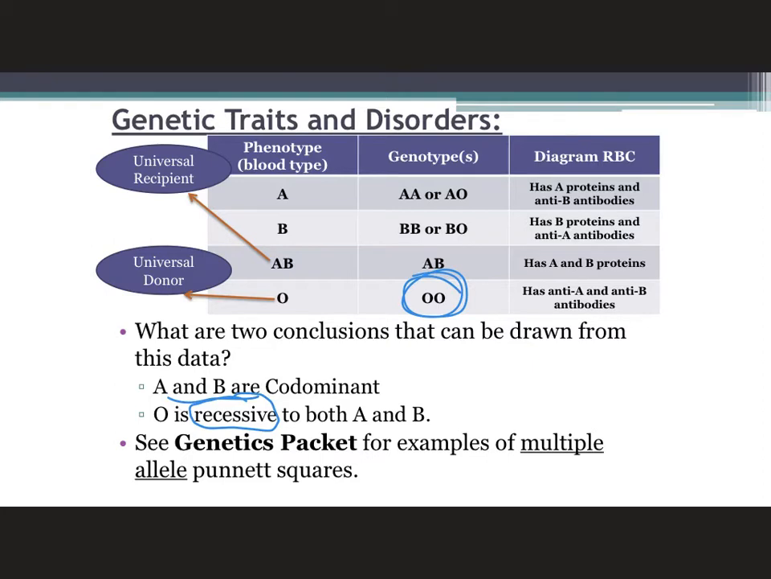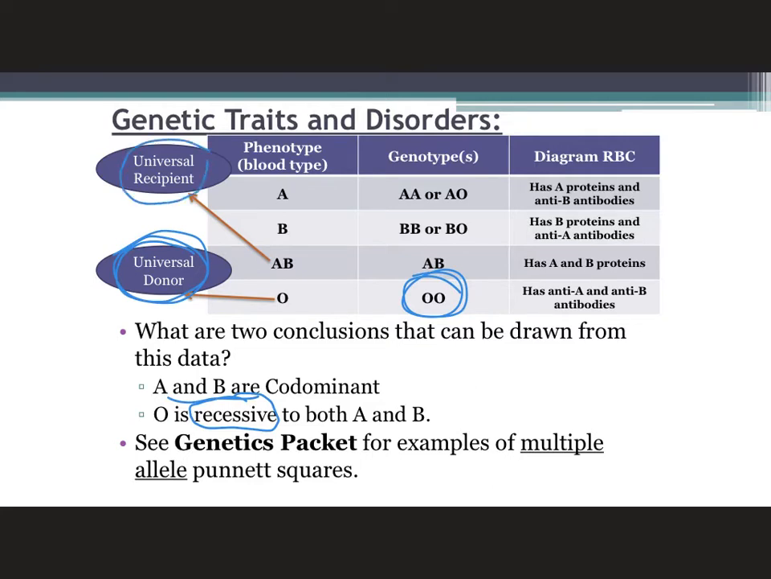Now, because type O does not have any A or B proteins, that means that anybody can receive type O blood. It's what we call a universal donor. Because there are no proteins on the red blood cells, the antibodies are not going to be able to identify them. They're going to kind of fly under the radar. They're going to be undetectable by the antibodies. So anyone can receive type O blood, which is why the American Red Cross is always looking for type O blood, because O is the universal donor.